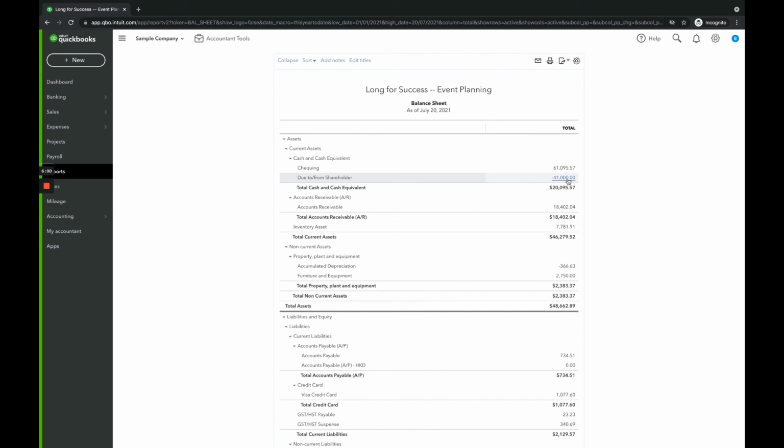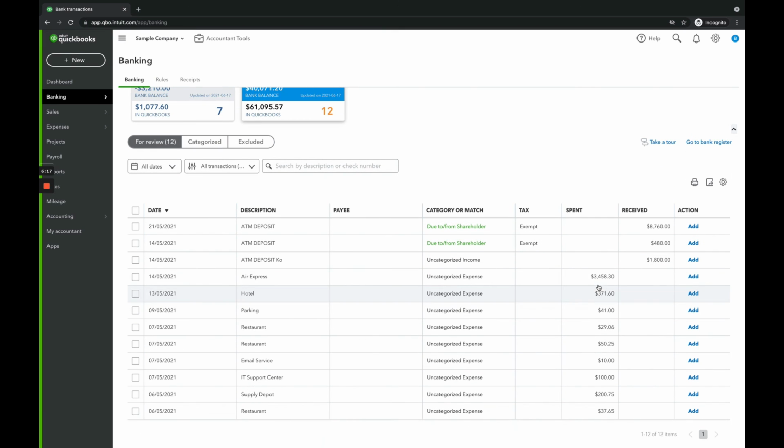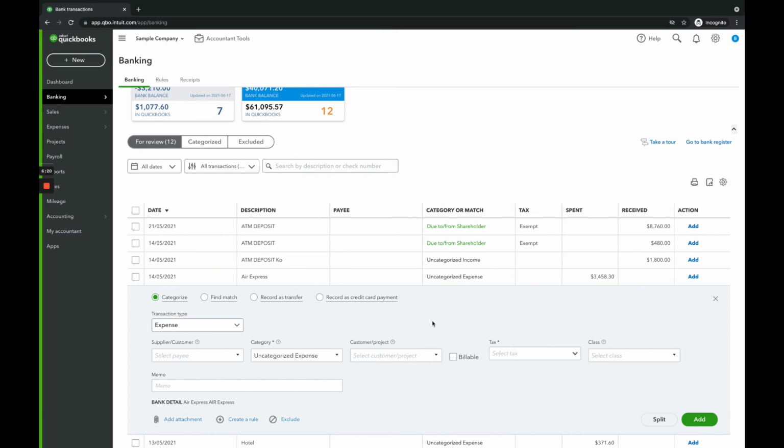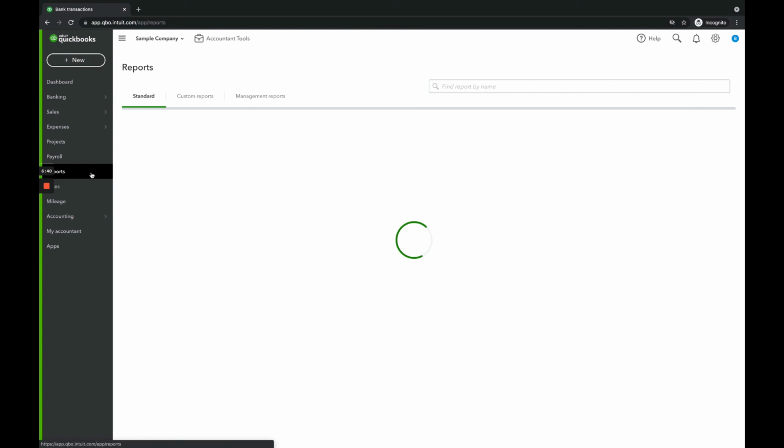Let's go back to the balance sheet. And now you can see that the business owes you $41,000 now because you paid for the credit card for $1,000 using your personal funds. Now, if you have personal expenses in the business, pretend this was actually you making a transaction on the business, but this is actually a personal expense. So we're just going to do the same thing. So due to/from shareholder, tax again, exempt, yes, click add.